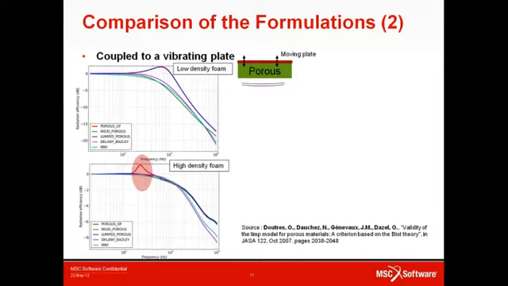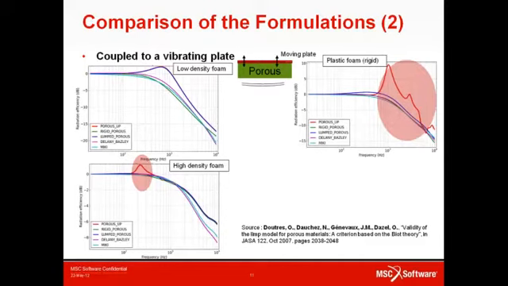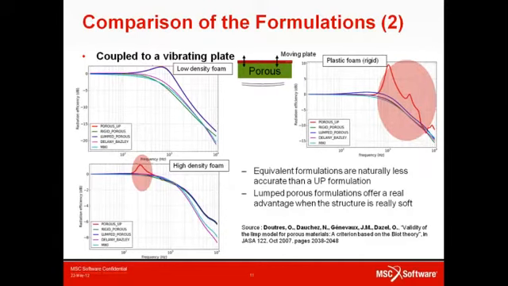For the high density foam, the rigid porous and the lumped porous models are good approximations, except around 200 and 300 Hz, where they are not able to capture some phenomenon occurring in the skeleton. And for the plastic foam, none of the simplified models is able to correctly represent the behavior in transmission of the system. So the Porous UP formulation is really required.